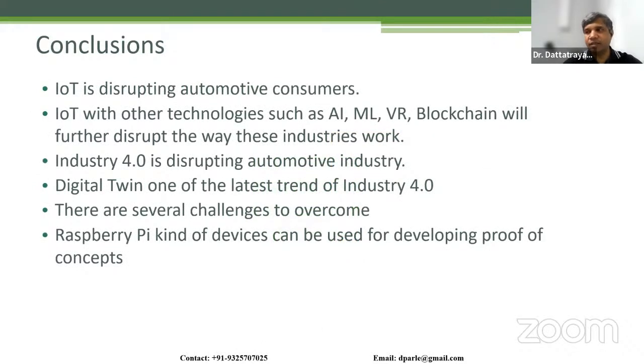I had to rush in the last part, but to conclude, IoT is disrupting many industries, not just automotive, but all industries and consumers. Many technologies like AI, ML, DL, VR, or blockchain will change things. Industry 4.0 is disrupting industries, and digital twin is the latest trend in Industry 4.0. But there are several challenges to overcome because the technology is complex. The digital side is complex, and the physical side is also complex because you have to install the sensors and controllers. Raspberry Pi is one of the devices to start building your proof of concepts or some of the research you can do.